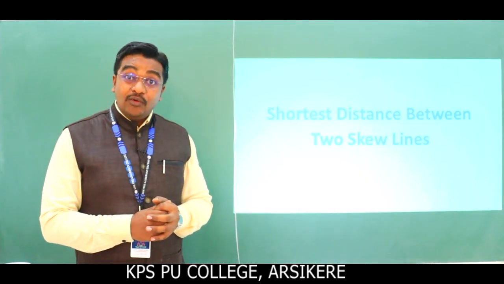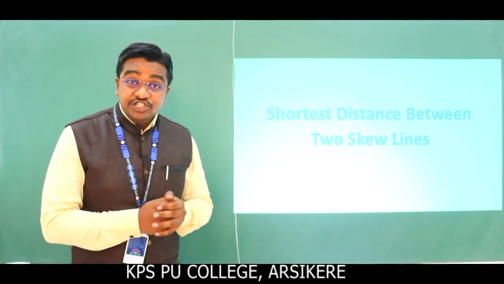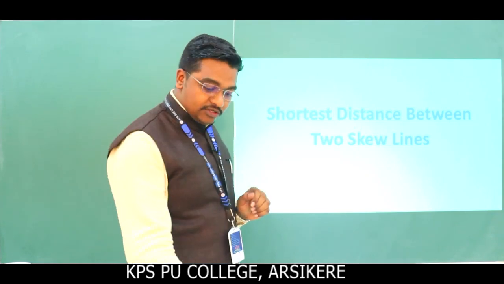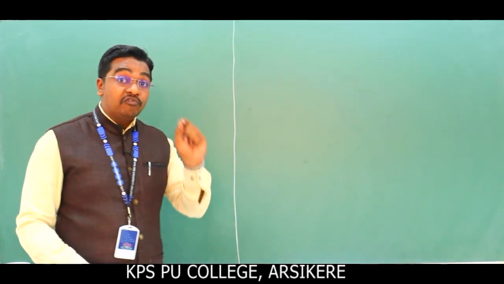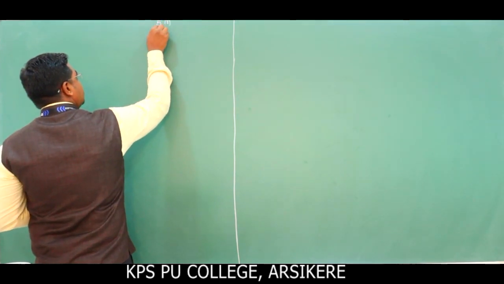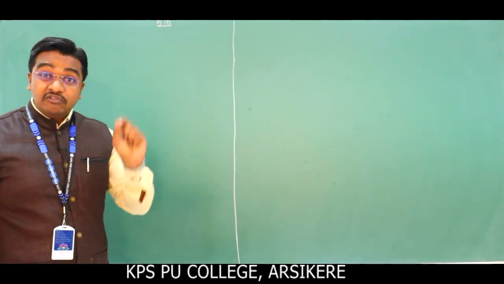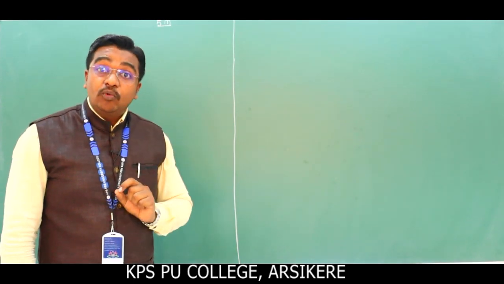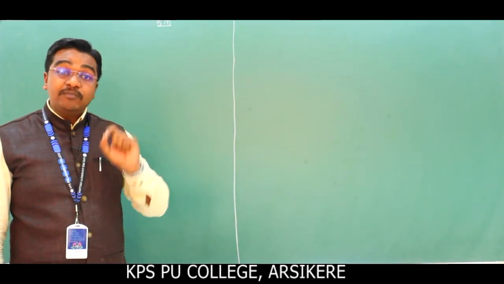Now students, I would like to discuss the derivation of the shortest distance between two skew lines. This derivation is very important for a 5 marks question. In the exam, a 5 marks question will come, and they ask it. In lines there are 3 derivations, and in planes 3 derivations. These derivations are very important from the PU board exam point of view. They come as 5 marks questions.